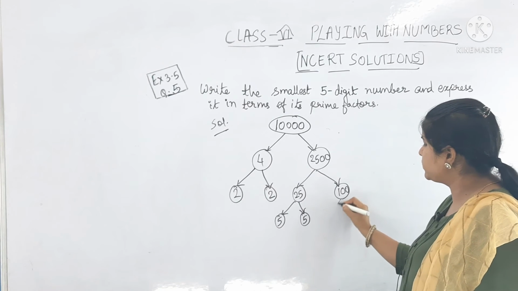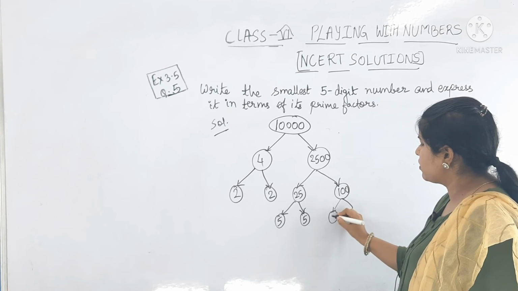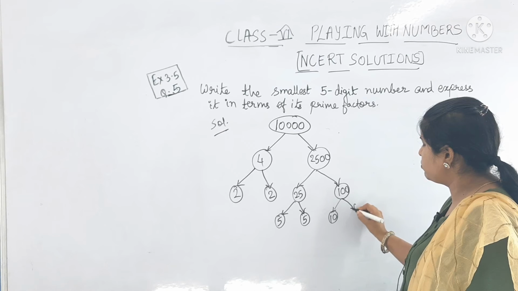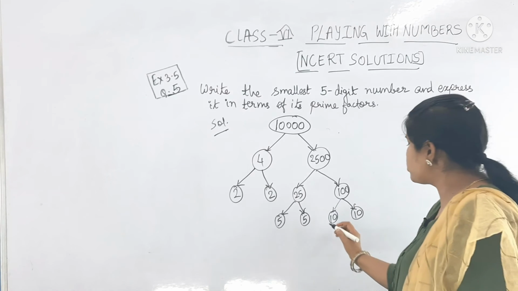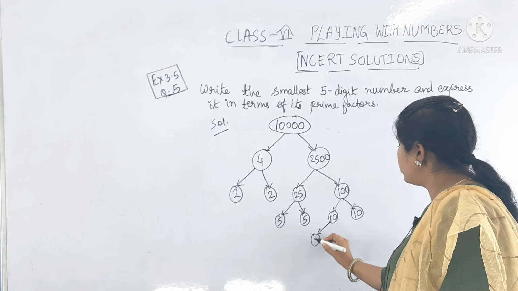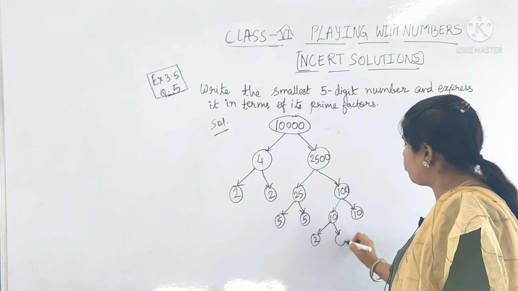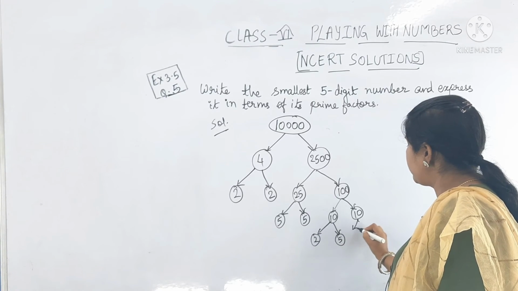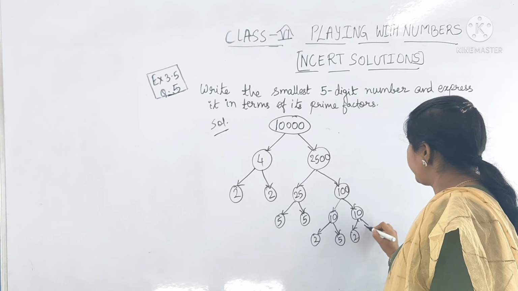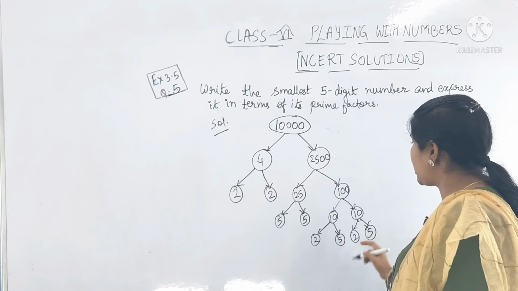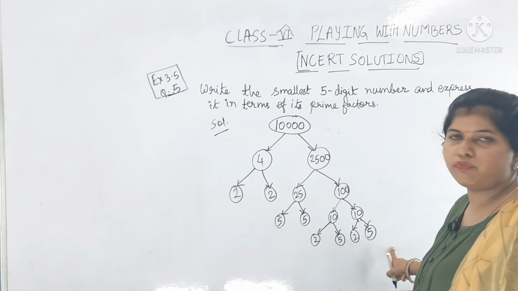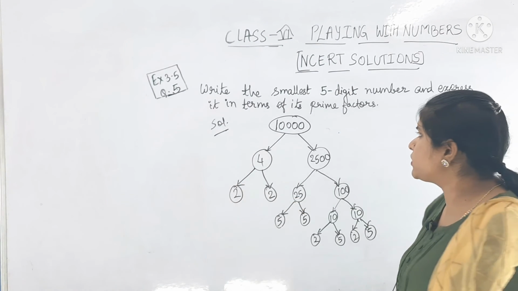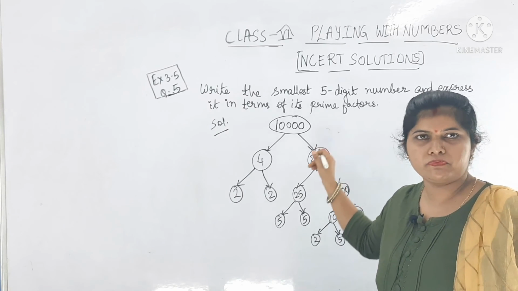Now 100 is 10 into 10. 10 tens are 100. Now extend 10 as the multiple of 2 and 5. 2 5s are 10 here, and here also 2 5s are 10. So like this, these are the factors: 2, 2, 5, 5, 2, 5, 2, 5. These are the prime factors by the factor tree.